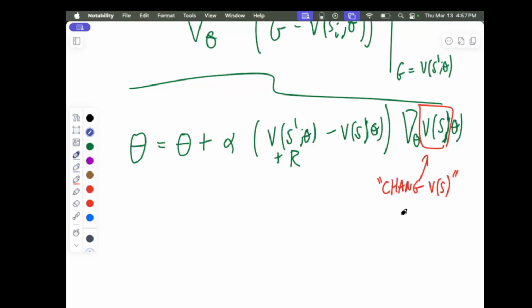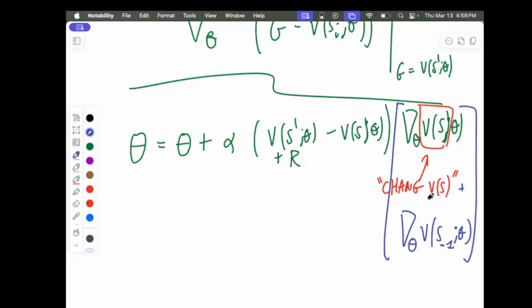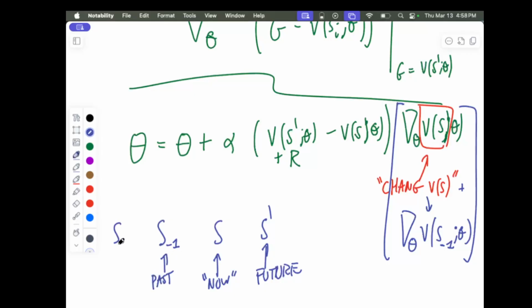Let's also change v of s, I'll call it s negative 1. So we could add these together, and the gradient rule, by adding on the gradient of where we were 2 steps ago. Here I'm thinking of s, that's where we are now. I'm thinking of s prime, this is the future. Now I got s negative 1, which is the past by 1. Maybe we can also tack on an s negative 2, the past.